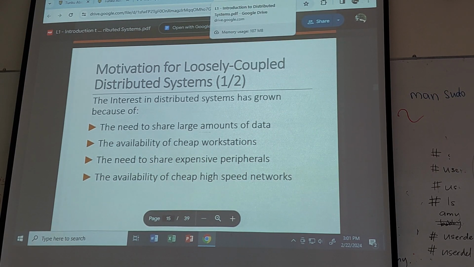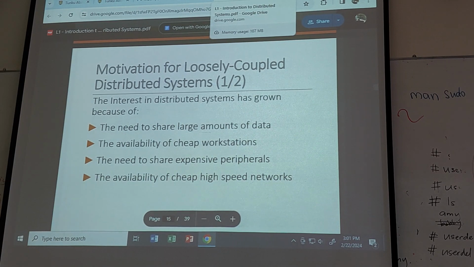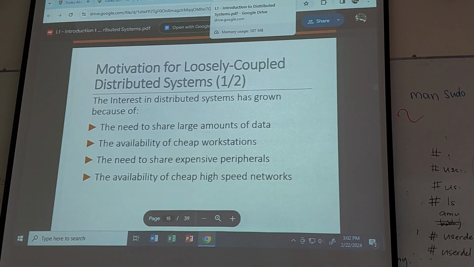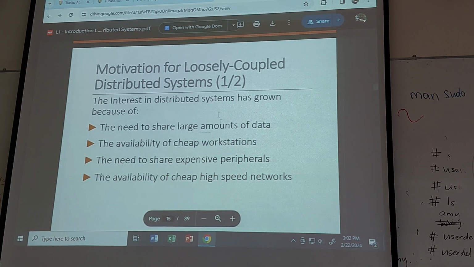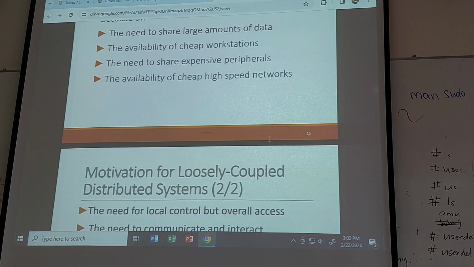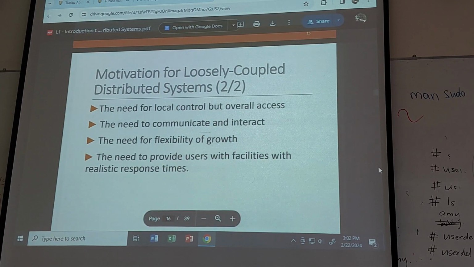Okay, and the last one is you have very cheap high-speed network. Nowadays, I think everybody is talking about, of course, wireless megabytes, maybe gigabytes already. In the future, maybe terabytes. So it's very cheap now. You don't have to pay much to get that capacity. So distributed system became popular because of that.